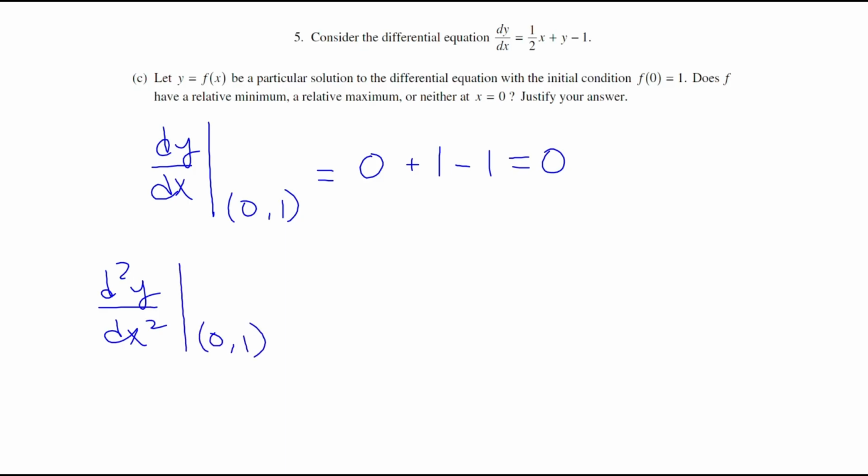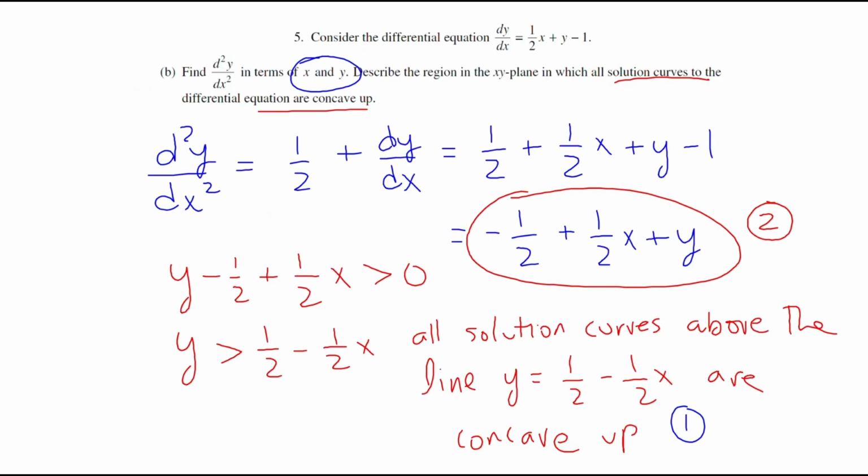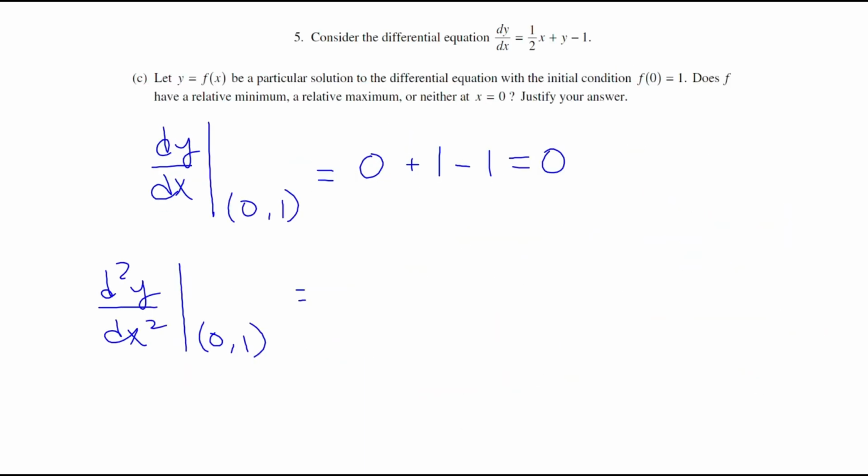Well, our second derivative was, we just had it, it was 1/2, we'll go back and look at it, make sure we get it right. Our second derivative was negative 1/2 plus 1/2 x plus y. So negative 1/2 plus 1/2 of x, which is 0, and then plus y, which will be plus 1. And so that ends up giving us 1/2, which is positive.